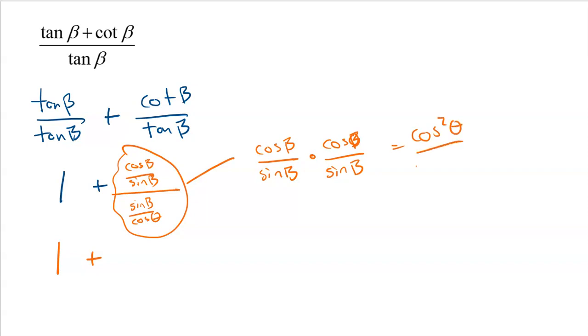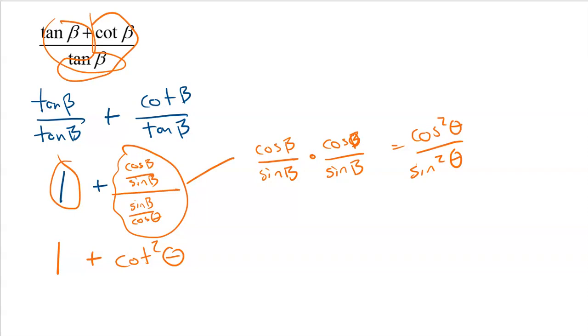I changed it to theta. Sorry, I just get so used to writing thetas. Doesn't matter, though. Cosine squared over sine squared, but wait a minute, that's cotangent squared. I know I did a lot right there, but just follow my logic. Tangent divided by tangent is the 1. Cotangent divided by tangent took a little bit of time to reduce.